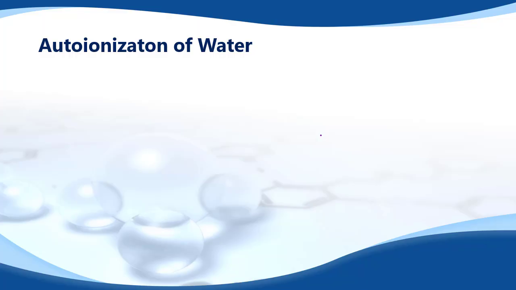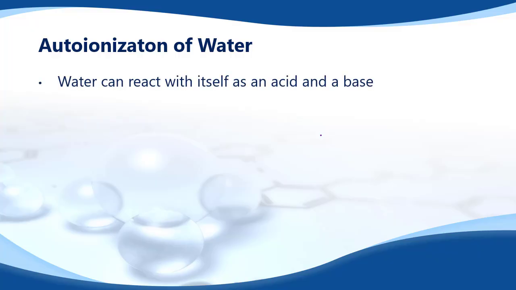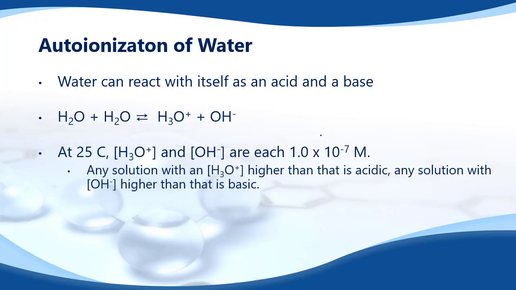So first thing I should probably start off by going over is a very special reaction called the autoionization of water. Water can react with itself in an acid-base reaction. One water molecule loses a proton, one water molecule gains a proton. So it can react as an acid and as a base. Now, at 25 degrees Celsius, the concentrations of both the H3O+ and OH- ions are each 10 to the negative 7th molar.